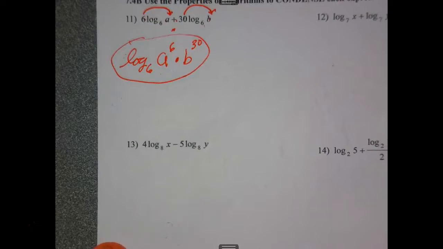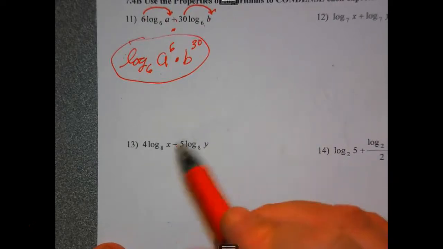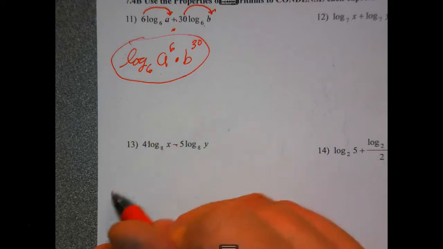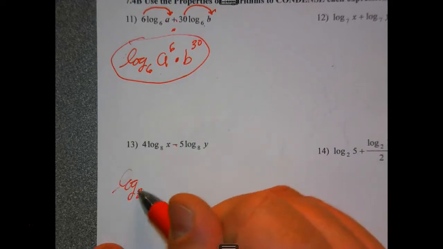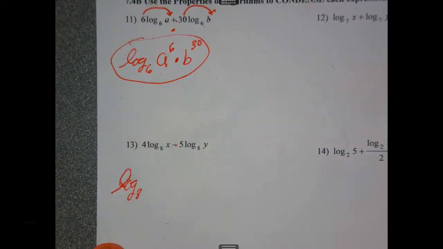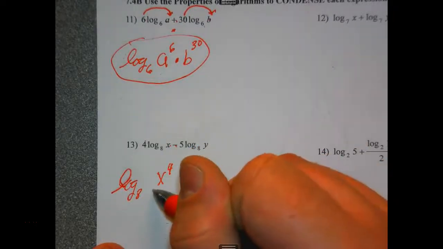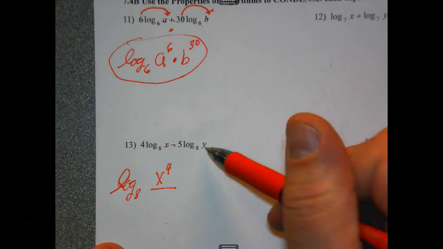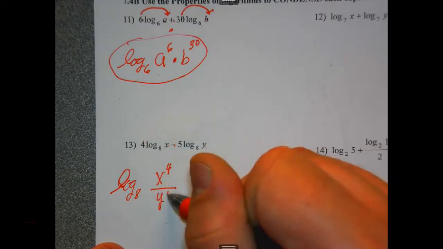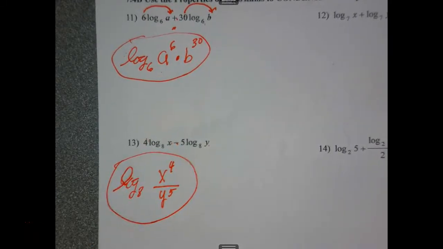How about number 12? Instead of multiplication, I'm going to have a division sign, right? So I have x to the 4th. Well, here's my log 8. So I have x to the fourth divided by y to the fifth. Minus sign tells you division or multiplication.